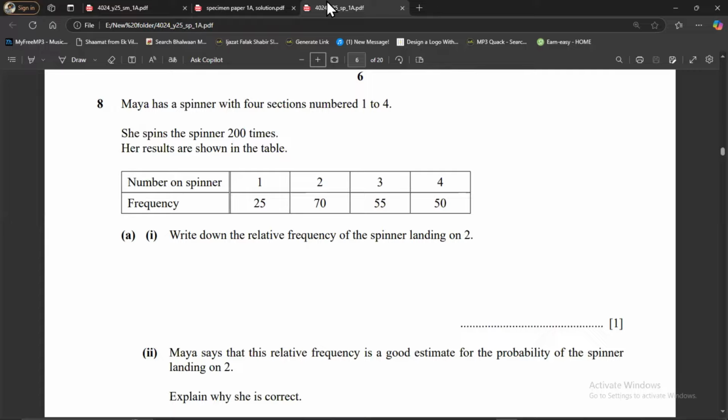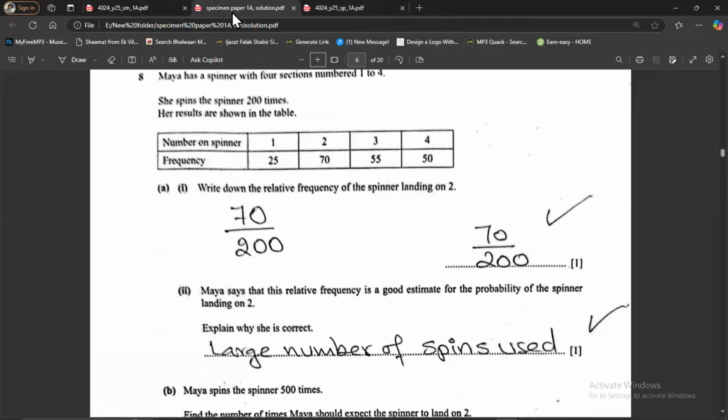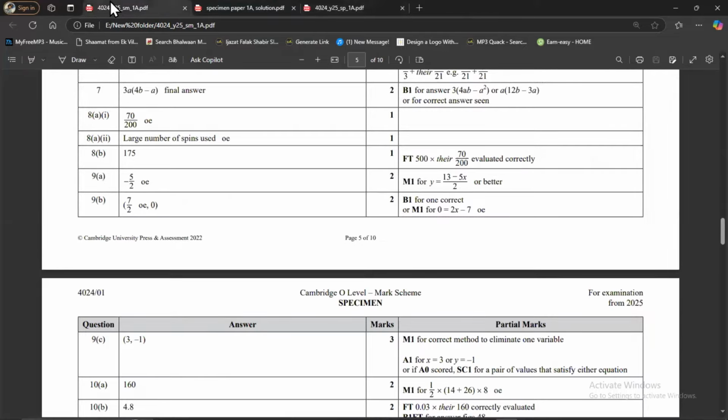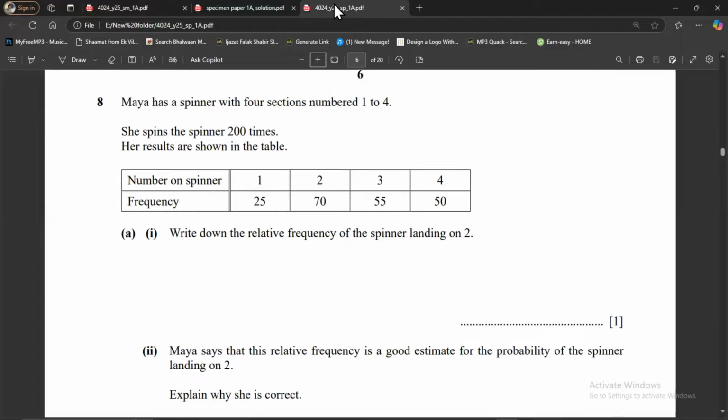The relative frequency will be the frequency of the 2 divided by the total frequency. The total frequency here is 200. So it will be 70 divided by 200. You can simplify if you want to simplify. If you don't simplify, no problem.